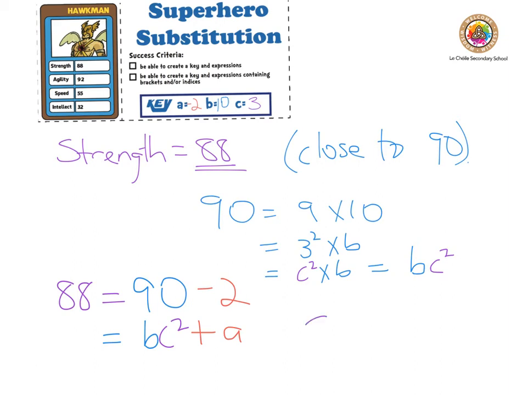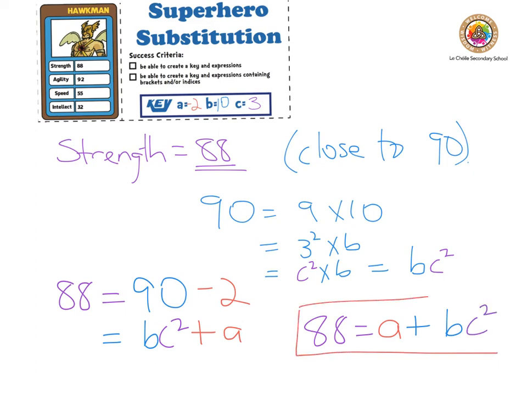So again, I could just rewrite that and again put it into all the order that I like. So I'd have my a first, then I'd have my plus because bc squared is a positive. I'd have my b, and then I have my c squared, and that's it. That's me having created now an expression to represent Hawkman's strength.